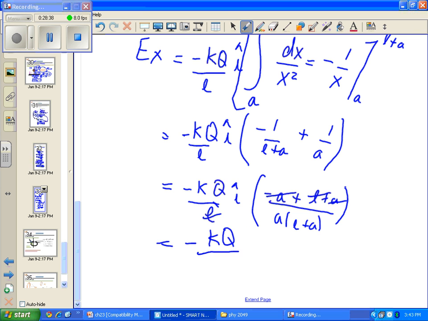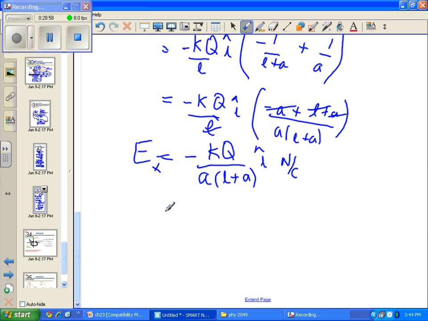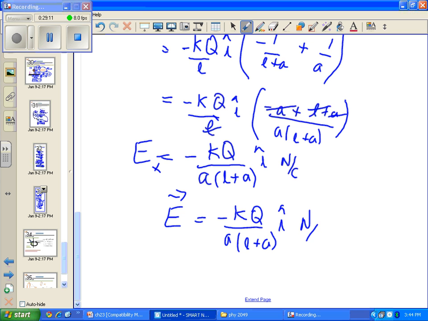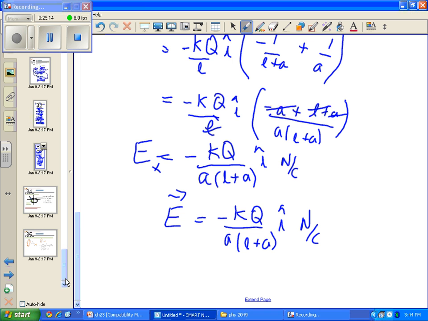They haven't given us any numbers, but presumably they would tell us what the value of total q is, what the value of a was, what the value of little l was, and our work is done. This is the component of E in the x direction. It's negative. Let's not forget the unit. And so the vector itself, E, is the component minus kq in the negative x direction. Next problem.